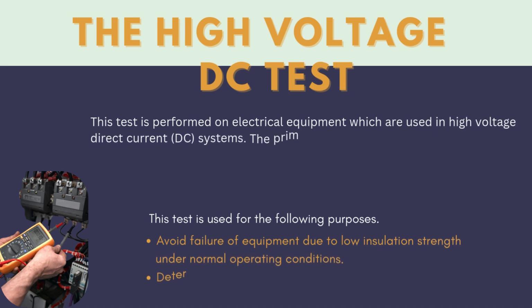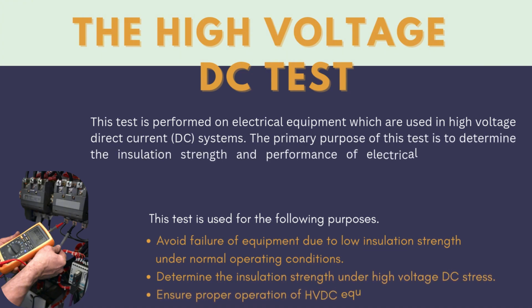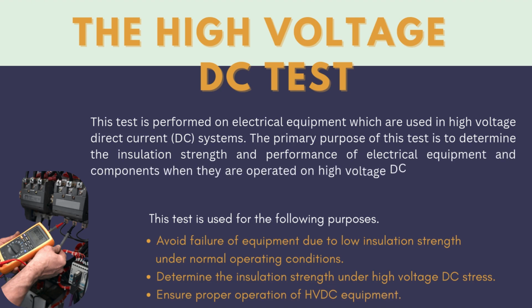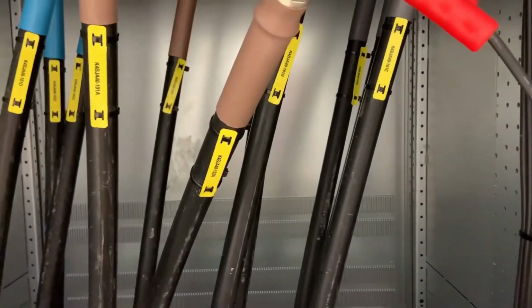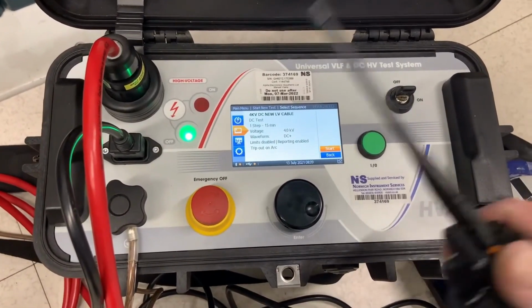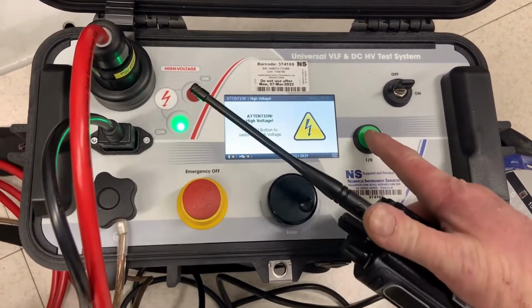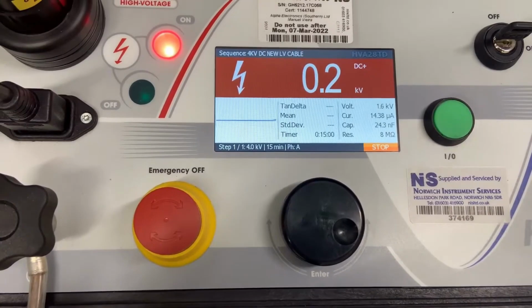This test is performed on electrical equipment which is used in high voltage direct current systems. The primary purpose of this test is to determine the insulation strength and performance of electrical equipment and components when they are operated on high voltage DC supply. In practice, this test is commonly used in testing of equipment used in high voltage direct current transmission systems.